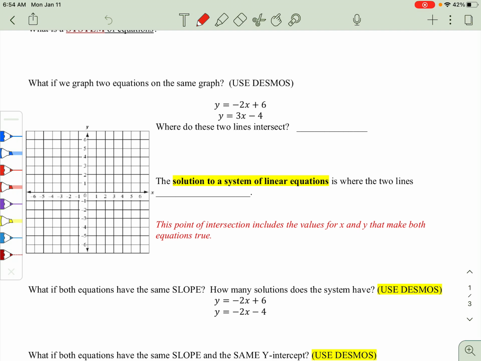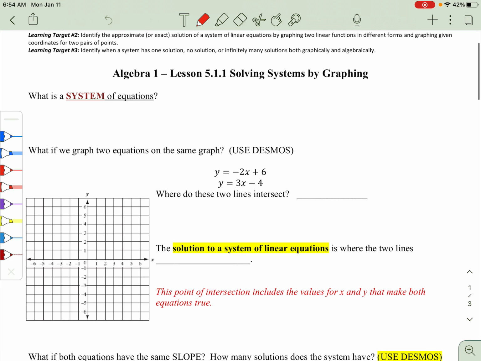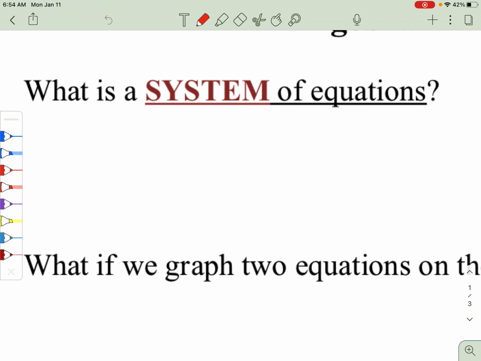So today, we are going to talk about solving a system of equations using a different method. So far, we've used substitution, we've used elimination, but today we're going to talk about actually using graphing, which we've talked a little bit about in class.